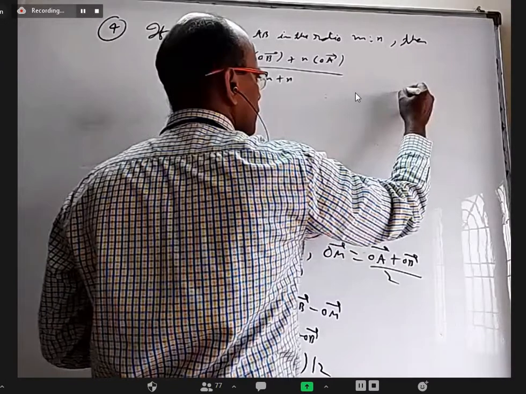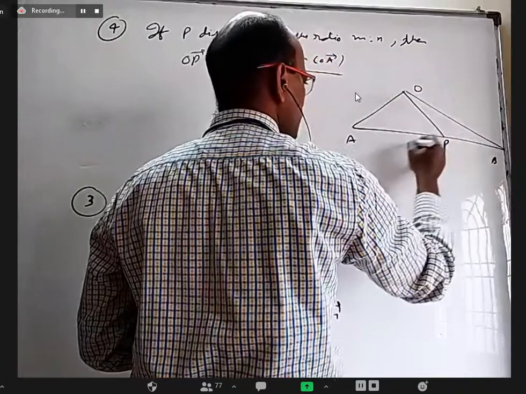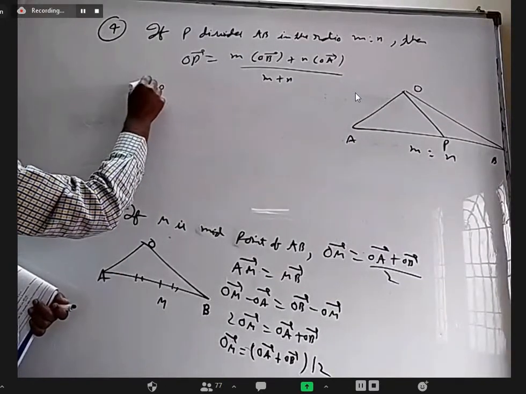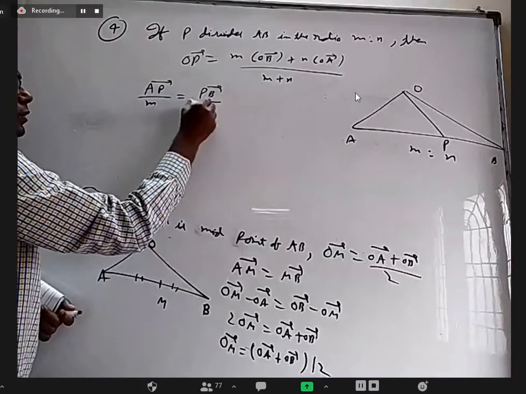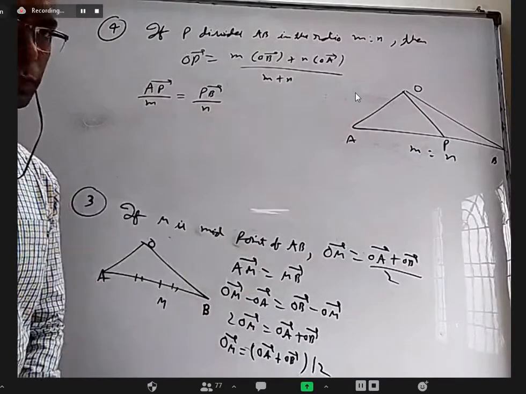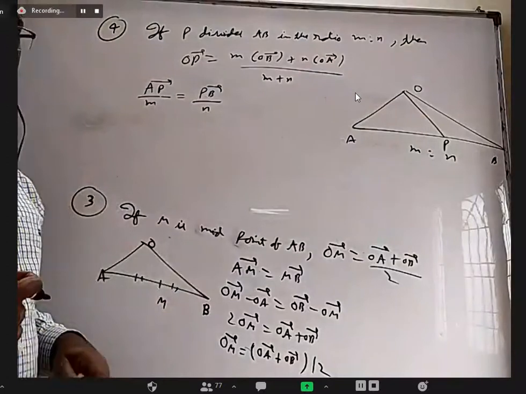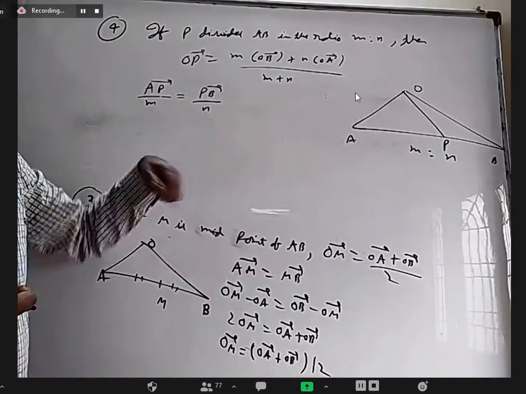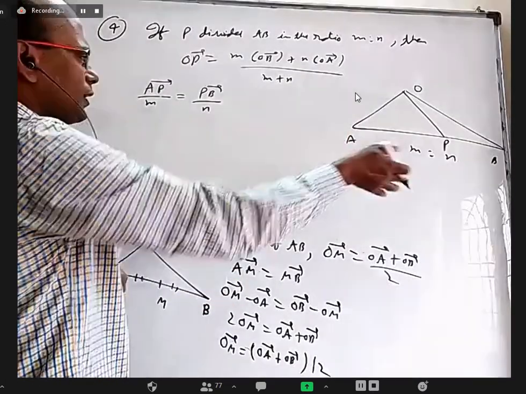Okay, to prove this: this is O, this is A, this is B, P can be anywhere, with the ratio M is to N. I can write AP bar by M is equal to PB bar by N. Why that? First of all, AP and PB have the same direction, and AP bar and PB bar are not equal vectors because the lengths or magnitudes are not equal. When I divide with M, this will become a unit vector, this will become a unit vector, at least in the same ratio. I can even take MK and NK and divide also.